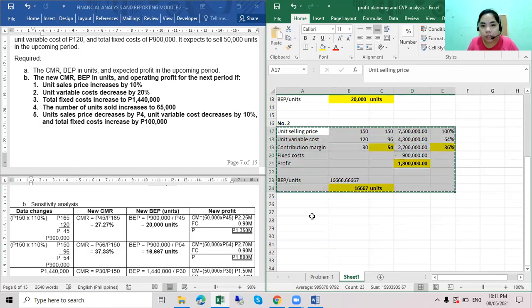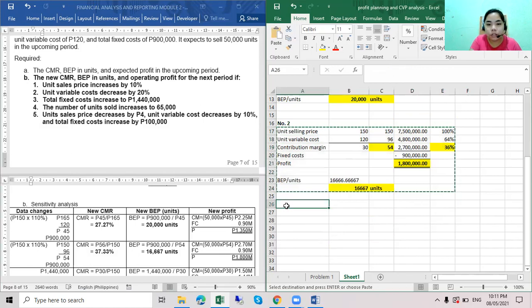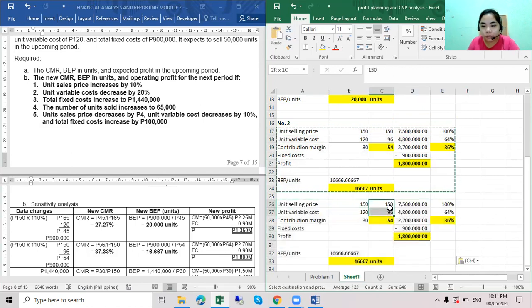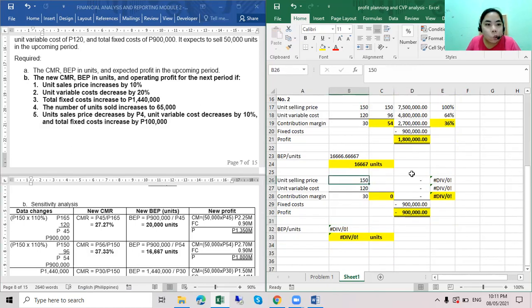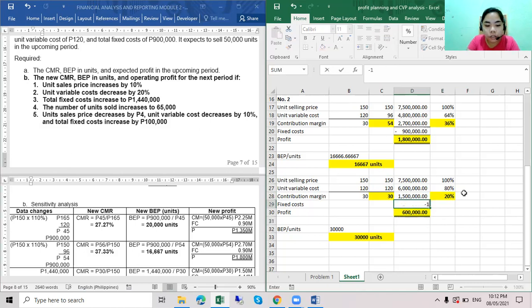Copy ko na lang ni tanan class. Okay. So, in number 3, total fixed cost increased to 1.4 million. So, this is still the same. So, your CM will be the same as the original scenario. Amo to siyang wala pa ta naka-sensitivity analysis. The only thing that will change is your fixed cost.